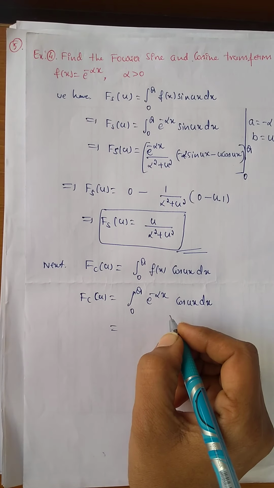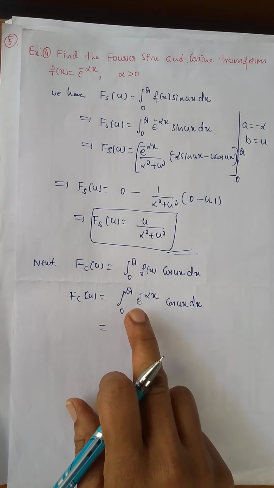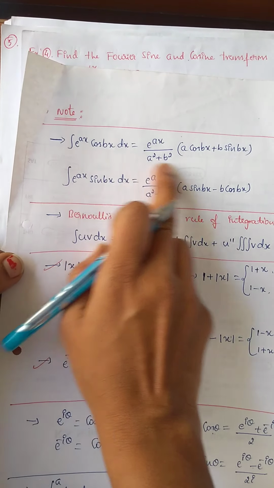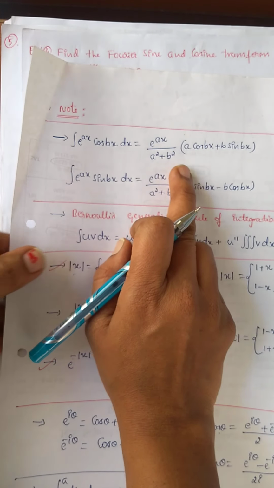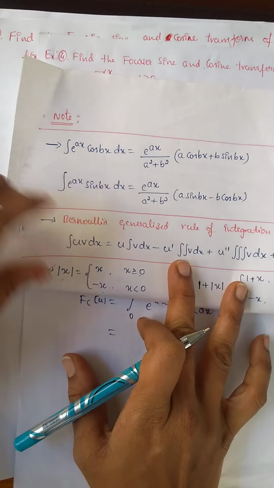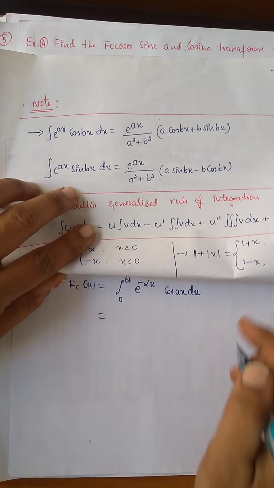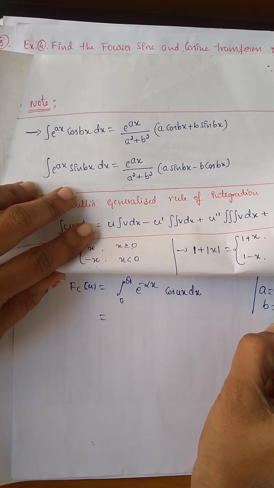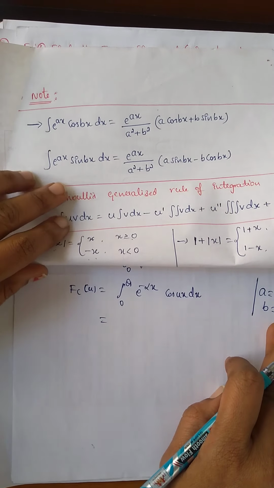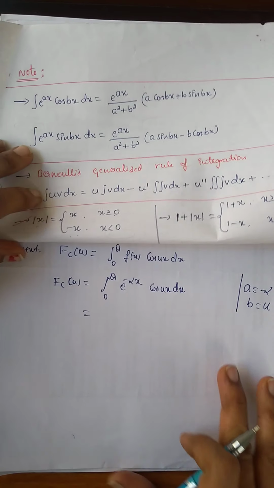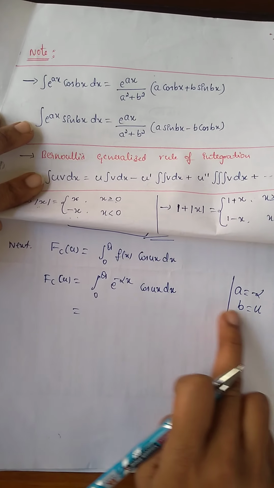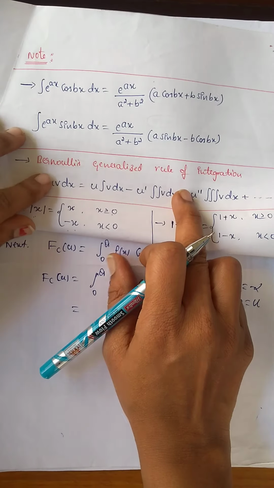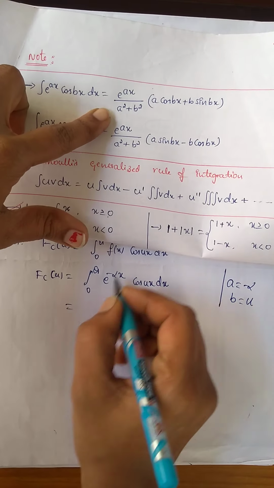Next integrate this. Here we apply the standard formula, because exponential along with a cos term or sin term has a direct formula. Exponential with cos, this is the direct formula. Using this formula we should integrate. So here what are the a and b values? Here a is minus alpha, the x coefficient, and b is equal to u. So take the first formula and substitute, and we will get the answer from this.